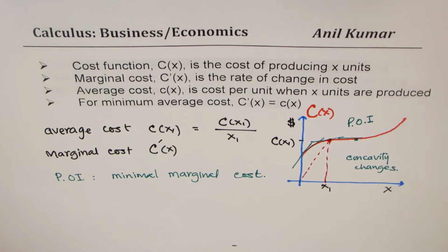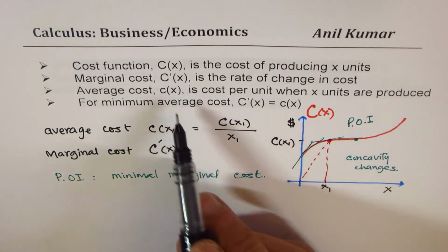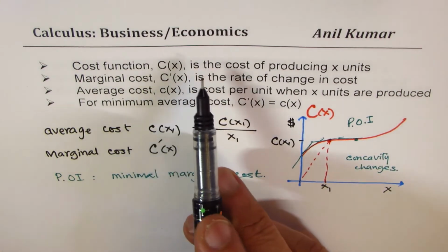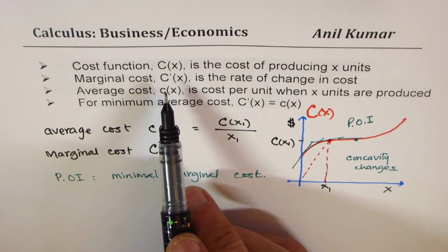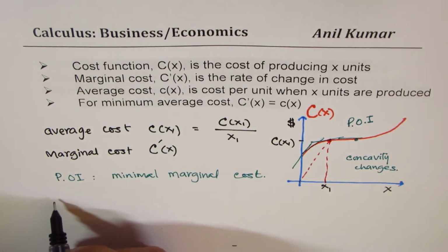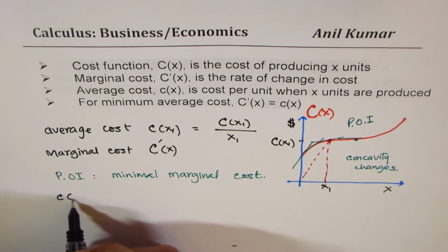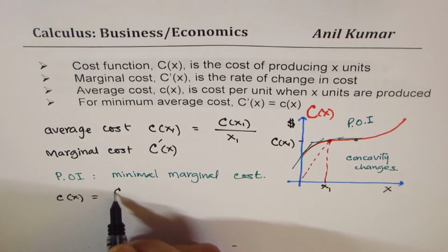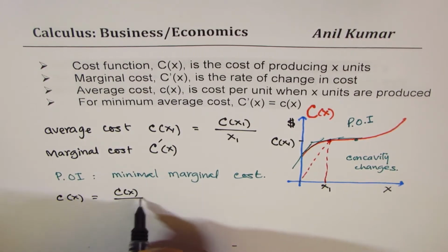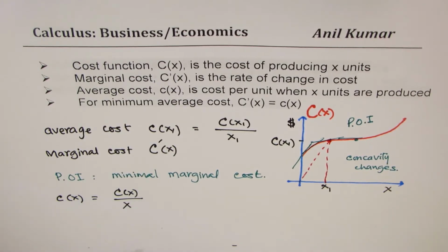Now, let us try to understand the relation between average cost, cost of production, and marginal cost, right? So average cost, as we define, is total cost divided by the items being produced, right? That becomes the average cost. Now, if I have to find minimum average cost, what will I do?